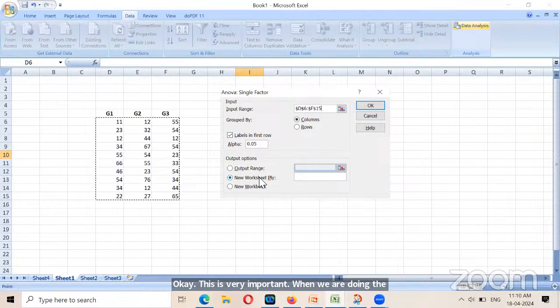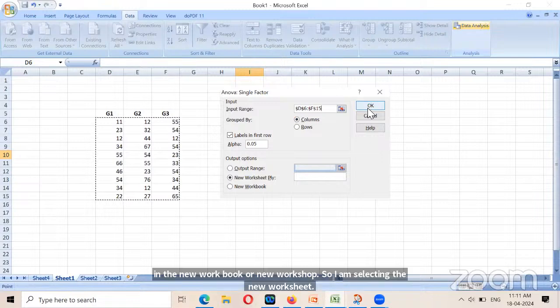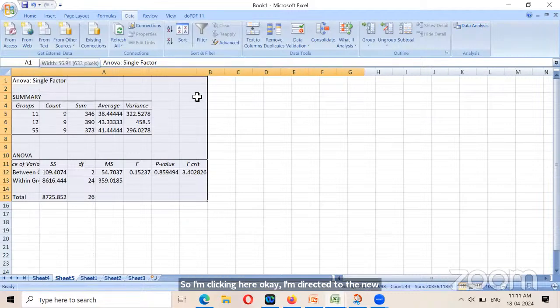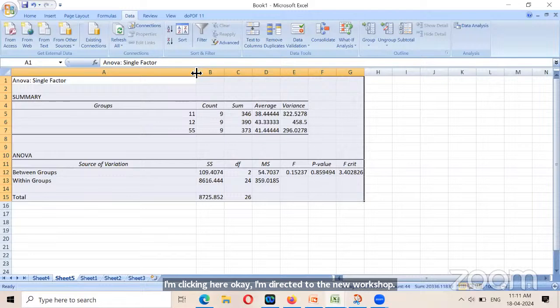So here you can have three options: output range in the same sheet we are working, where we can select the output range, or a new workbook, or a new worksheet. So I am selecting the new worksheet and clicking the OK button. Immediately I am directed to the new worksheet here. Okay, I'll make it a little bit larger.